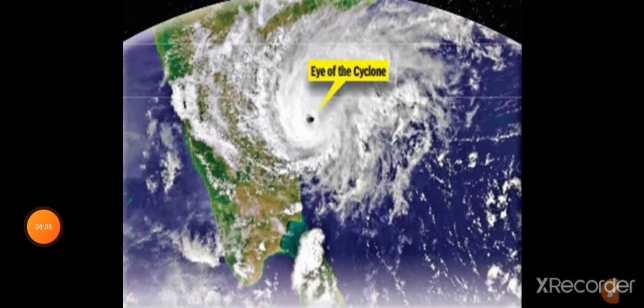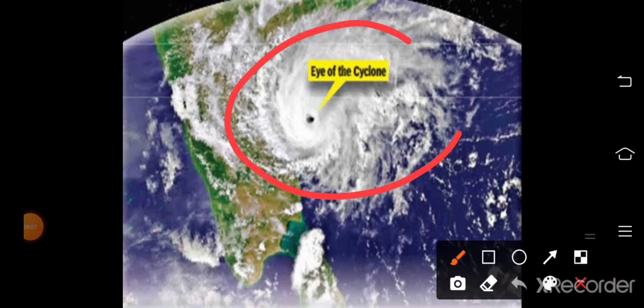Is it clear from this picture, children? The eye of the cyclone, the central low pressure area, is known as the eye of the cyclone. It is always a cloudless, calm area.